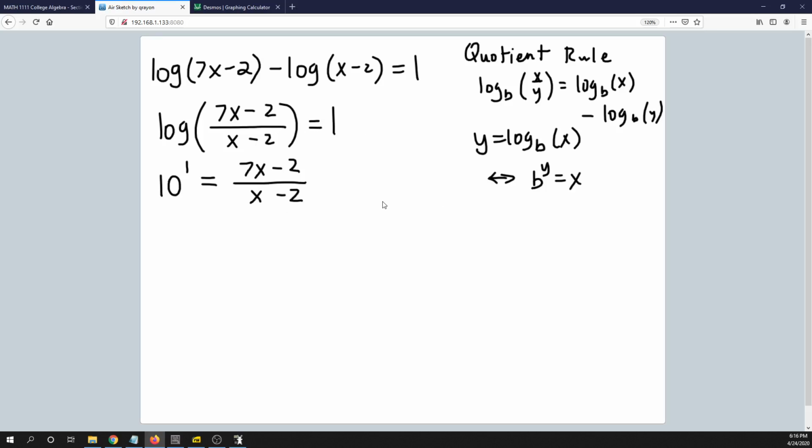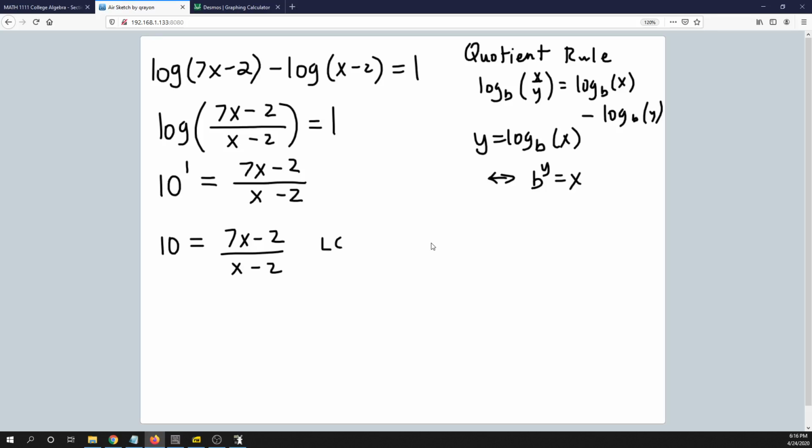All right, and so now that is nice, because the logs are gone. Now this is an equation that is similar to some of the other equations that we've solved before. This is an equation that has fractions in it. Once I simplify each side as much as I can, there's not much to do here in terms of simplification, but 10 to the first power is just 10. The next thing that I want to do, since this equation has fractions in it, is to clear out the fractions by multiplying through by the LCD.